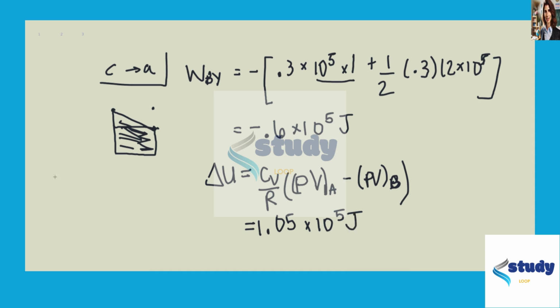And then if you want to finally compute your heat, again, use your delta U plus work by equals Q, and that's Q is equal to 0.45 times 10 to the 5 joules, and that's keeping in mind that this 0.6 is negative. So overall, the heat was positive here. Great. And so we've done the heavy lifting.